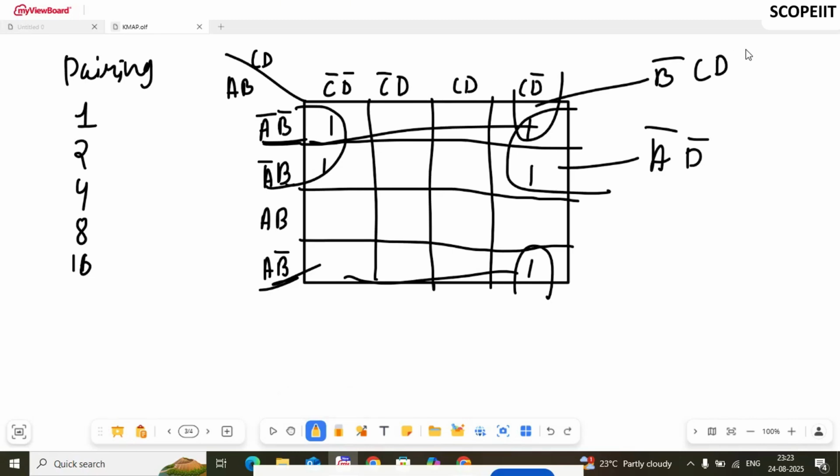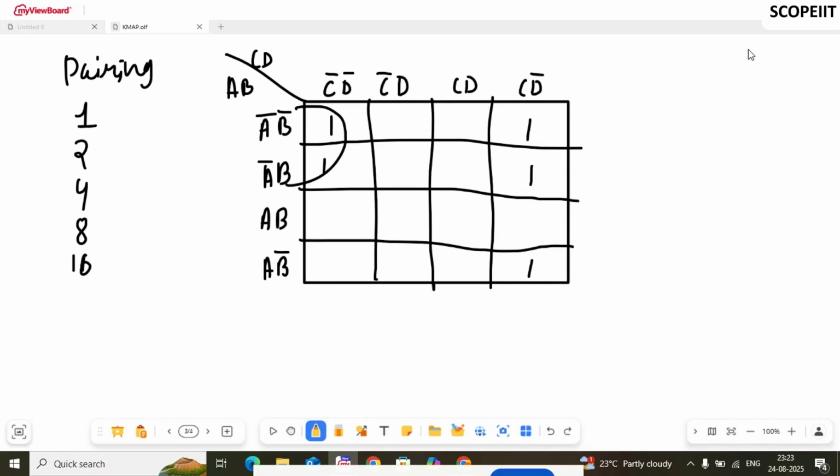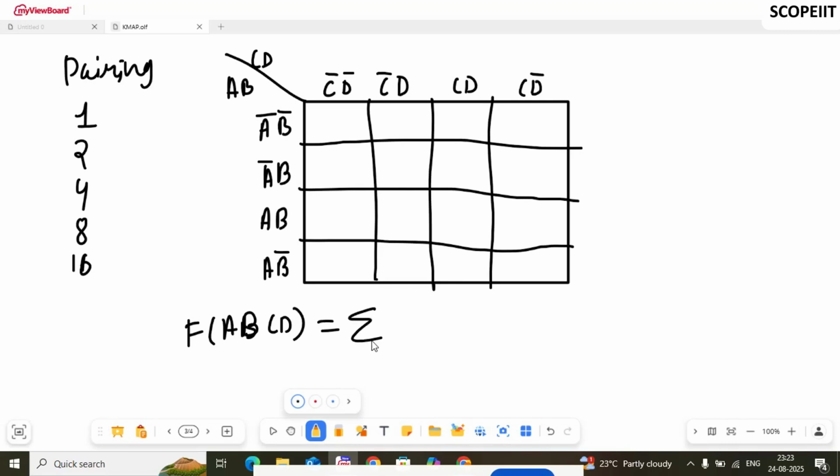Now let us see how they will ask questions in the exam, and how we can solve the question of K-map. For example, if we have a question like ABCD, and they have written sigma. Sigma means we have to find SOP. Now suppose we have the numbers 1, 4, 3, 8, 12, 10, for example 6. Suppose these are the numbers we have.